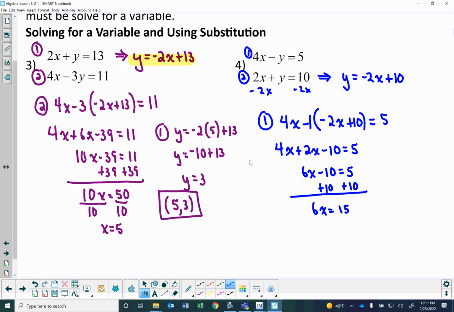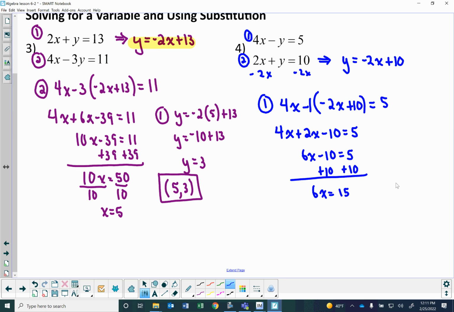That's okay. This is why substitution method is so handy, because sometimes you don't end up with whole numbers. Divide by 6 and reduce your fraction, obviously. 3 will go into 15 5 times. 3 goes into 6 twice. So my answer for that is 5 halves.